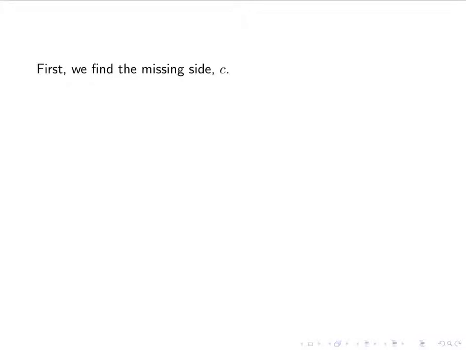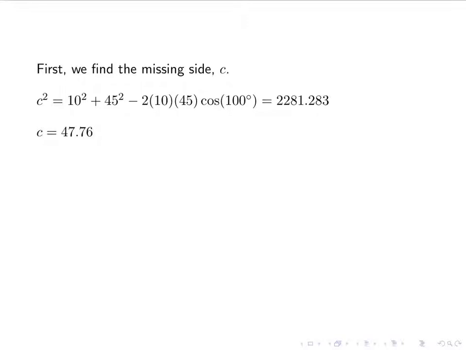Again, we're going to do the same method. We're going to find the missing side, which is side c. And again, we'll set it up. c squared equals a squared plus b squared minus 2ab cosine of C. Careful of order of operations, you should get 2,281.283. And then to get c, we'll square root it. And c is 47.76.